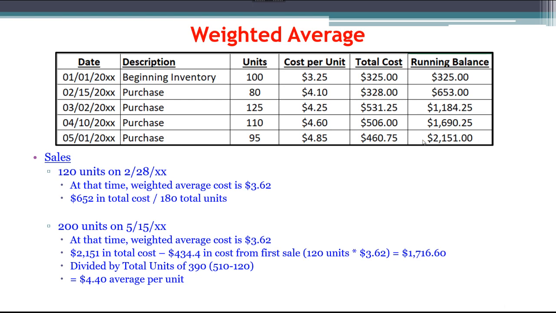So what we need to do is calculate a new cost and a new number of units. In total, we had $2,151 in cost, but we already used $434.40 of that cost, which was basically 120 units multiplied by 362. That's what we sold in the first layer. So we have to subtract that out, and our new remaining cost is $1,716.60 divided by the remaining units of 390, which is our total 510 units minus the 120 that we used up. So we get a new weighted average cost of $440 per unit that we'll use for this costing entry. So weighted average can get kind of messy there.